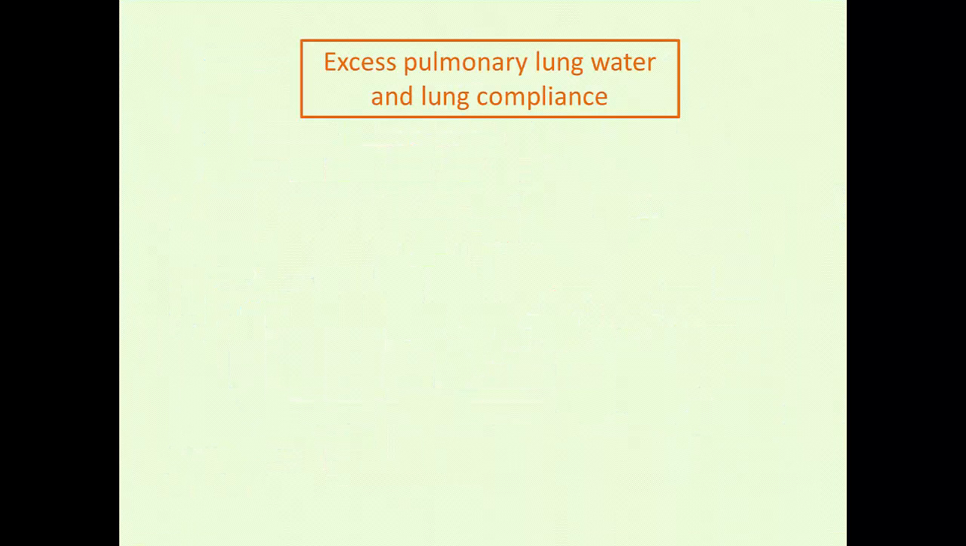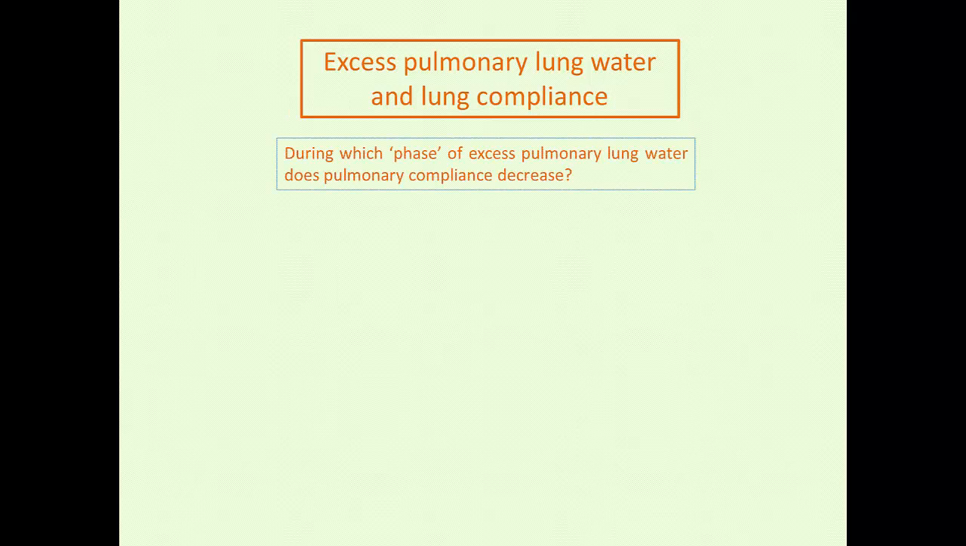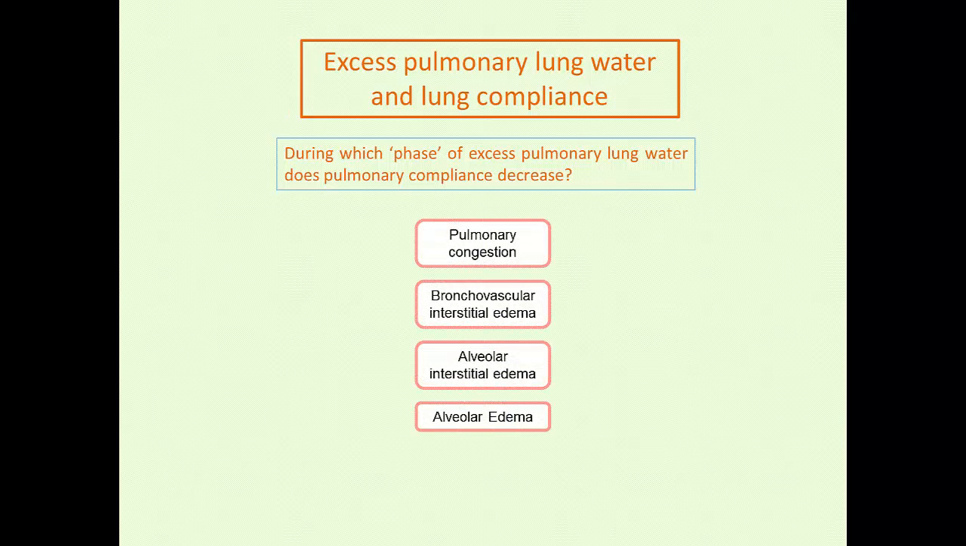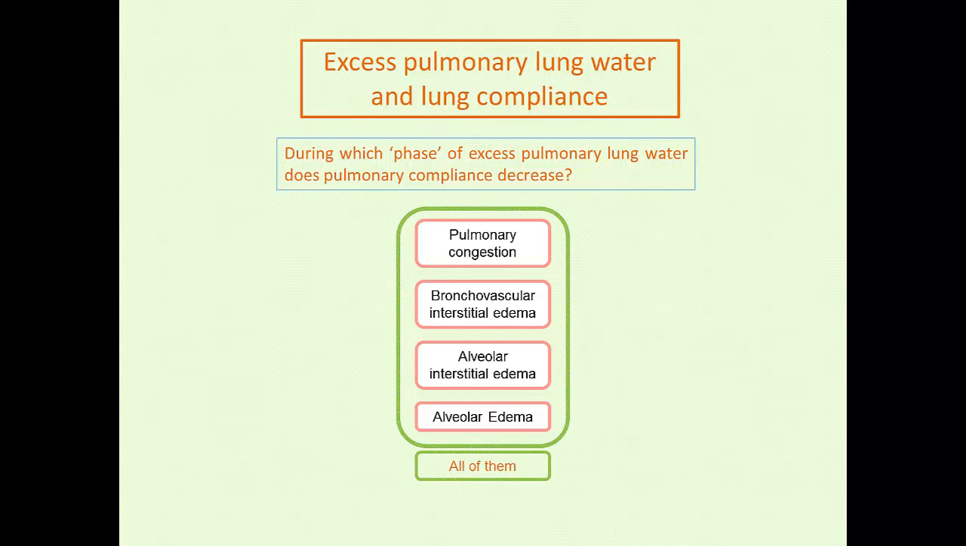So how does excess lung water impair pulmonary compliance? I pose this question: during which phase of excess lung water does pulmonary compliance decrease? Is it congestion, where you just have plump vessels? Is it the bronchovascular interstitial edema, which we just talked about with West Zone 4 physiology? Is it alveolar interstitial edema, or is it alveolar edema when the actual alveoli themselves are flooded? And of course the answer is all of them.